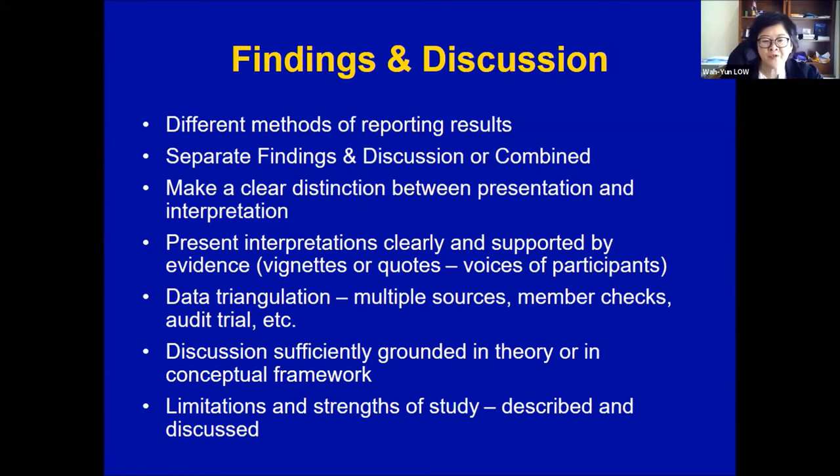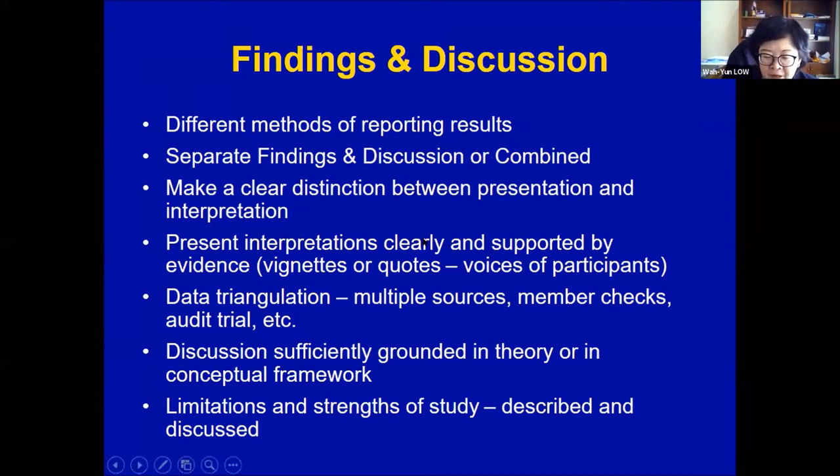And also, you need to make a clear distinction between presentation and interpretation. Yeah, so sometimes, like in results, you just present, in quantitative, what your results have shown. But when it comes to interpretation in the discussion section, you interpret what you have presented in the results section, very important, yeah. Present interpretation clearly and supported by evidence.